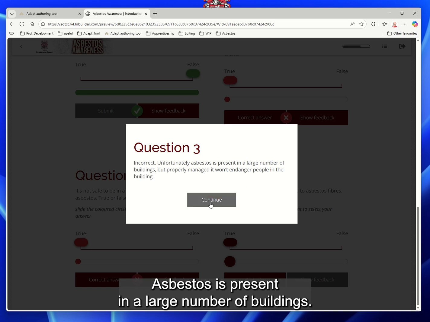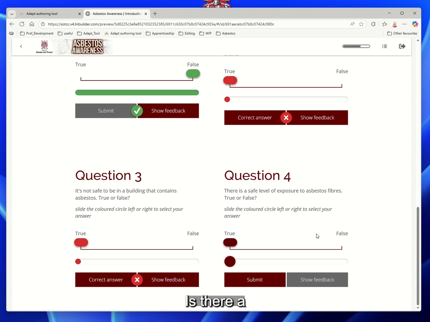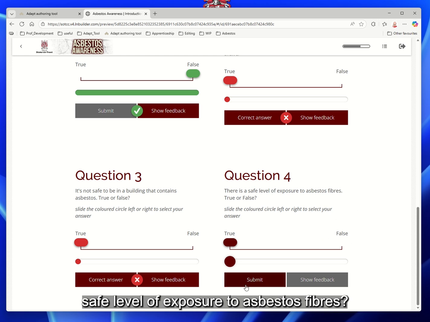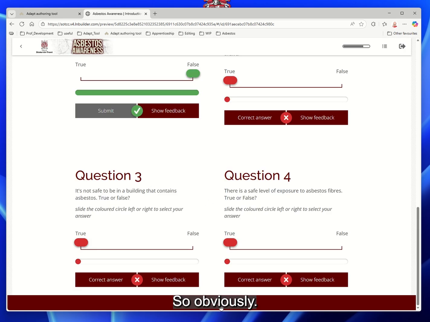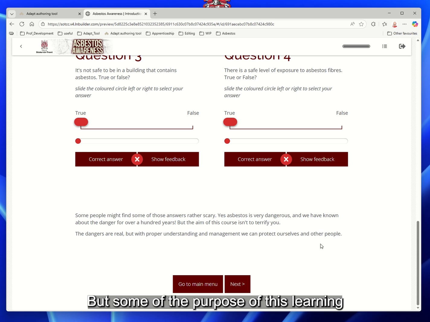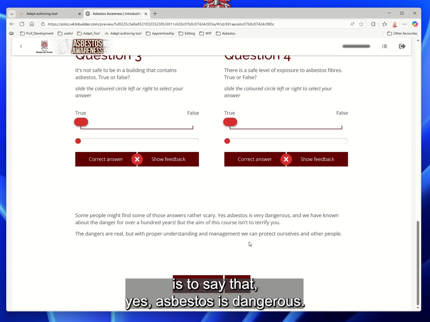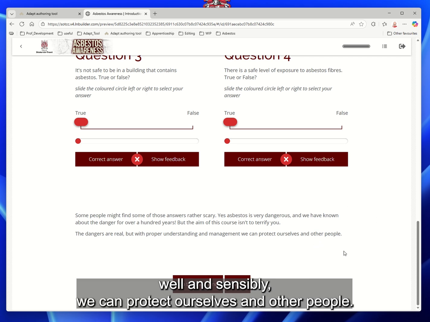Asbestos is present in a large number of buildings, but properly managed, it won't endanger people. Is there a safe level of exposure to asbestos fibres? No, there is no safe level of exposure. So obviously, and we can continue there, with saying that you might find this rather scary, but some of the purpose of this learning is to say that yes, asbestos is dangerous. We do know about the danger, but if we work well and sensibly, we can protect ourselves and other people.